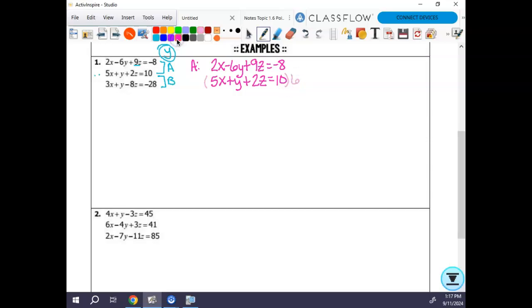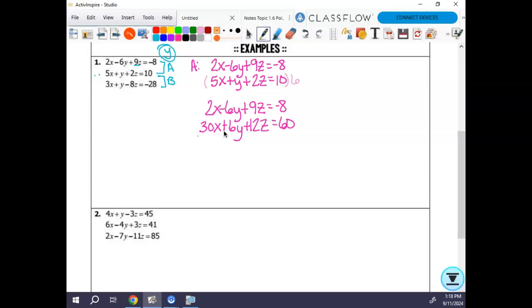So when I do that, I will get 2x minus 6y plus 9z equals negative 8. And then when I multiply through, a positive 6 is fine because that'll work out nicely, I'm going to get 30x minus 6y plus 12z equals 60. Plus 6y, yes, isn't that what I said? I'm just kidding. Yeah, you're right, plus 6y. Make sure everything else is correct. We all good on that?